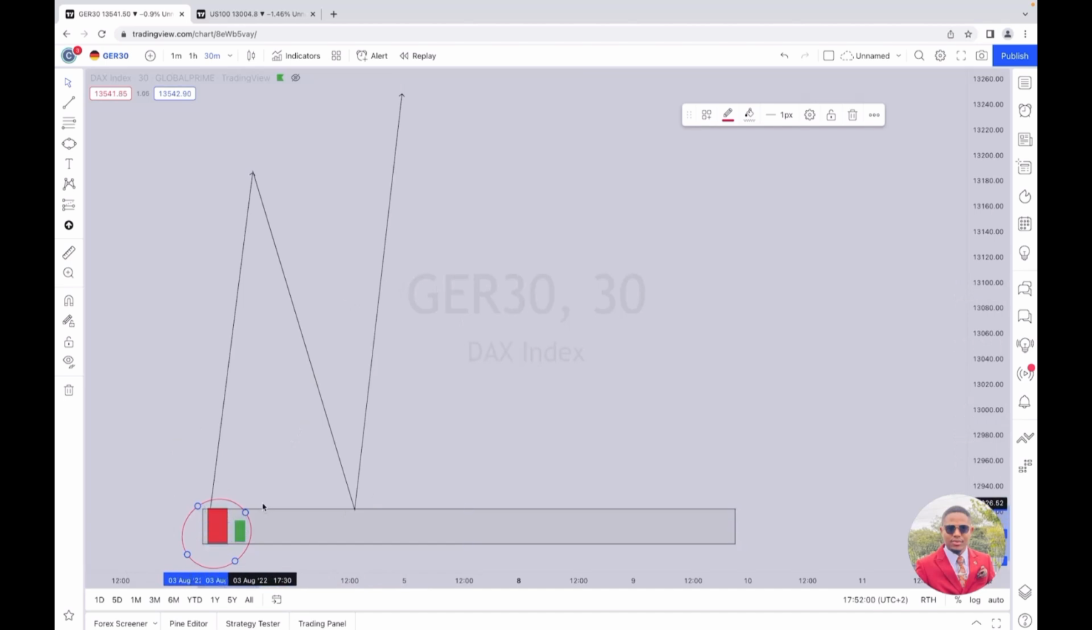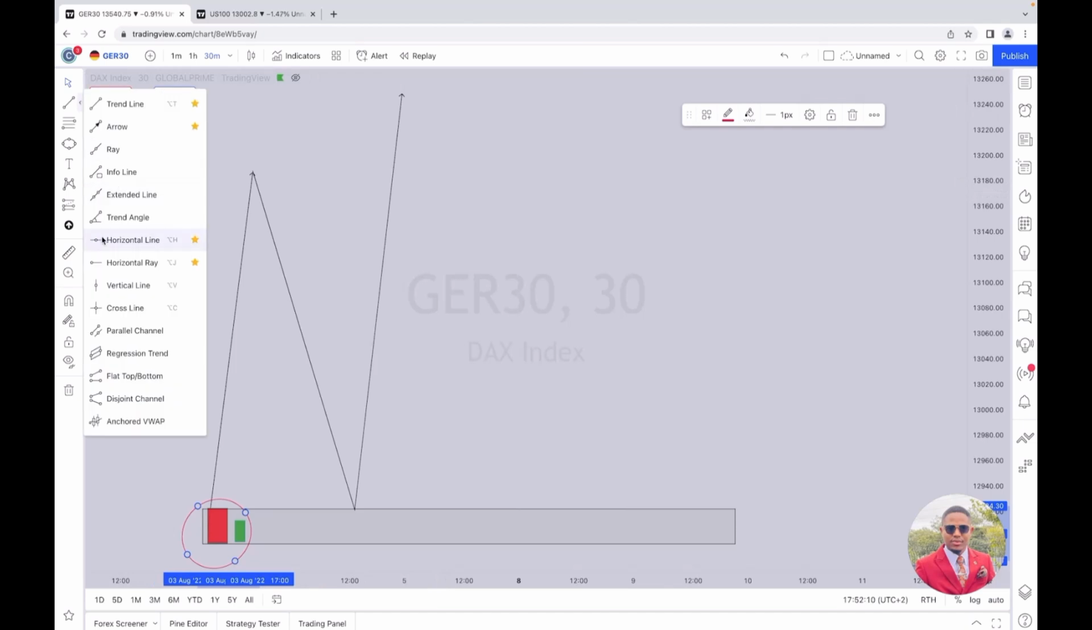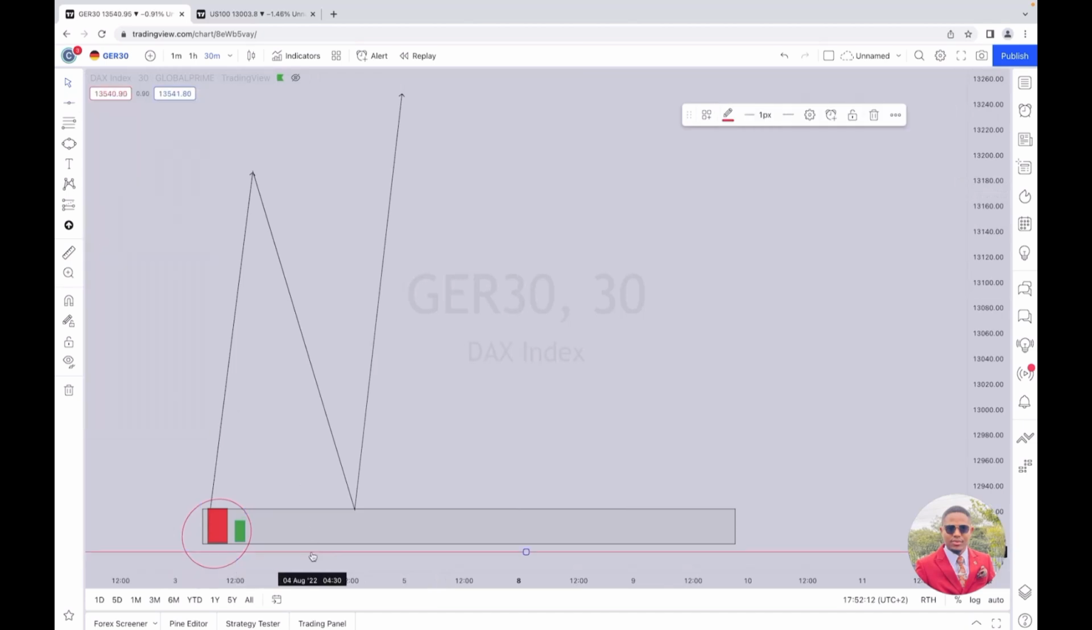On the opening is where you put your buy limit. Then when price comes, it hits here straight, then price goes up. Then you only put your SL just behind here where I'm putting it. That is example number 1.